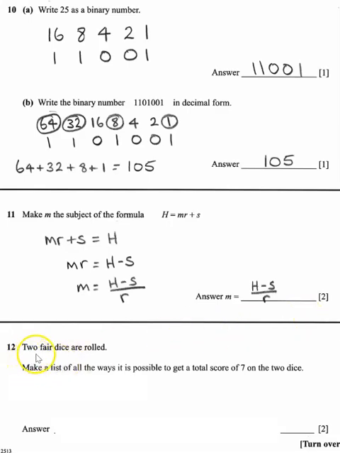Question 12 says two fair dice are rolled. Make a list of all the ways it's possible to get a total score of 7 on the 2 dice. So this is what I've written here, is you can have 1 plus 6, 2 and 5, 3 and 4, 4 and 3, 5 and 2, 6 and 1. So the first number would be your first dice and the second number would be your second dice. So these are the numbers that you would come up with.